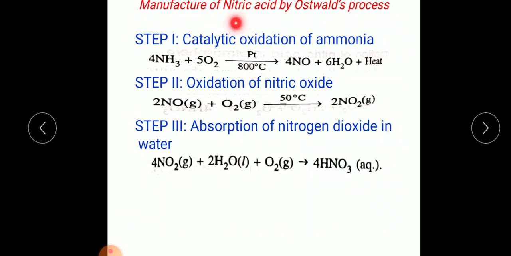So next is the manufacture of nitric acid by Ostwald's process.